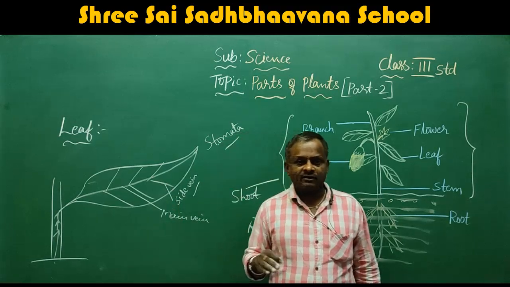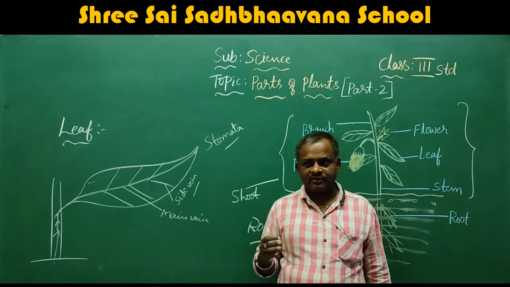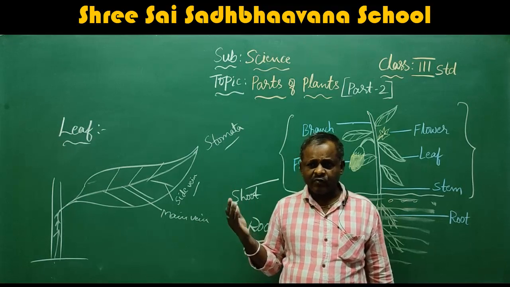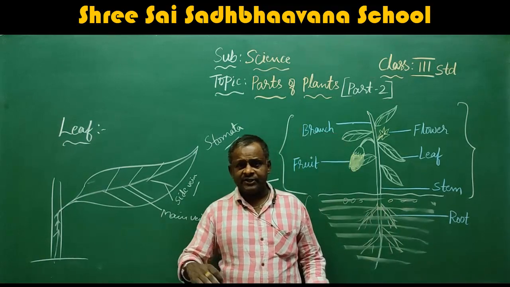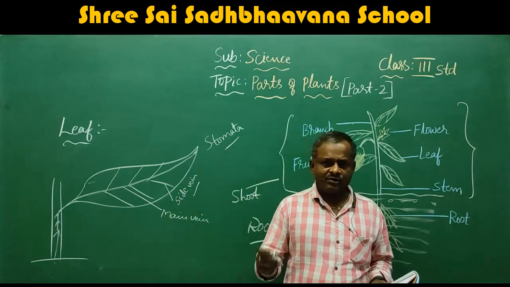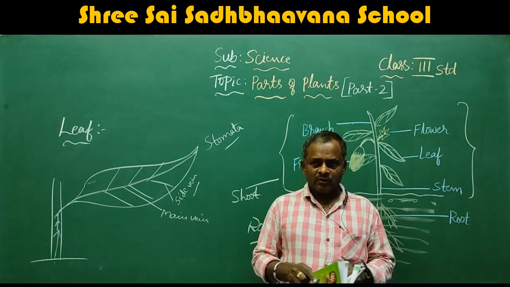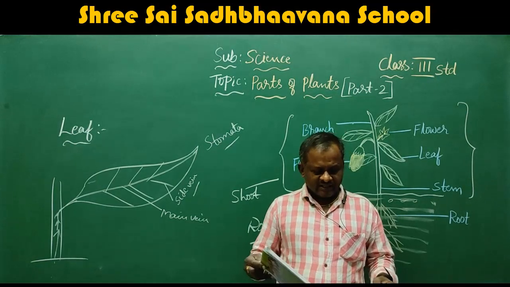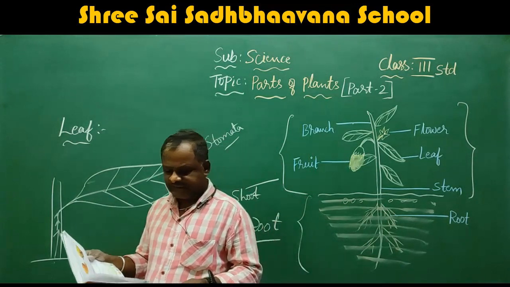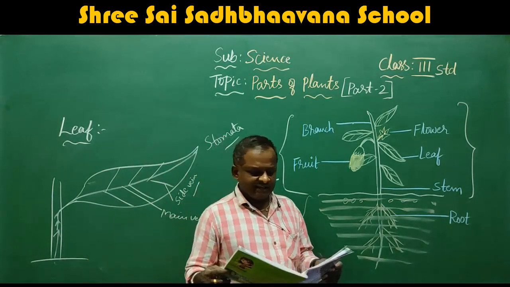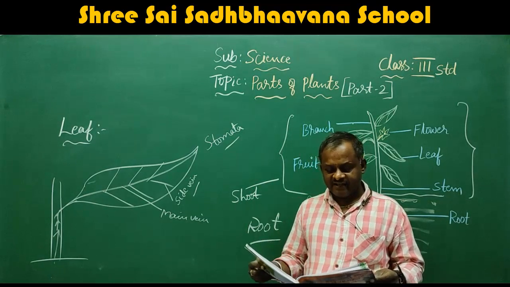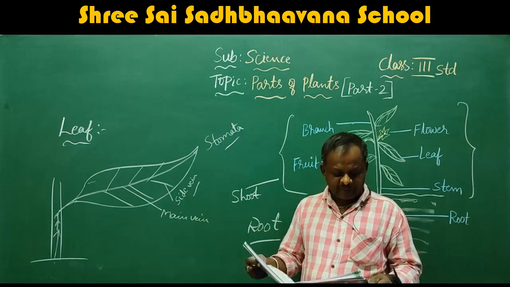What is the function of the chlorophyll? It converts the minerals, water and carbon dioxide into food. In the presence of sunlight, it converts everything into food. That is the function of the chlorophyll. See here, everything is given in the figure on page number 24: leaf blade or lamina, side veins, main vein, all given clearly. Just open page number 24.